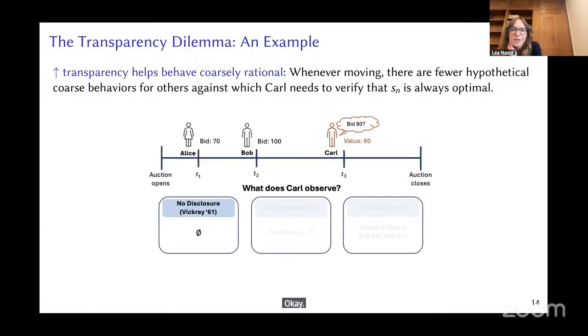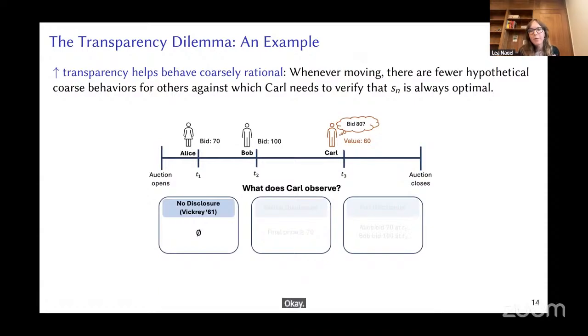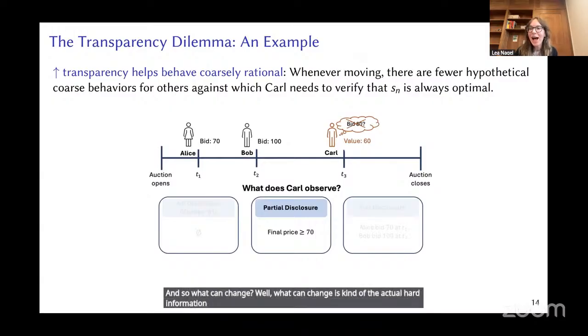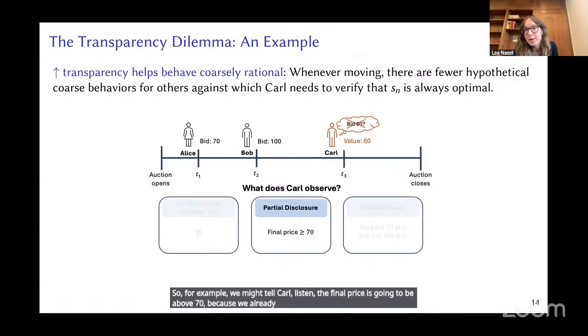Okay, and so I want to first reiterate a point that I already made briefly in the introduction, which is that increasing transparency in general is going to help agents behave coarsely rationally. Whenever an agent moves in this auction, if they just want to behave coarsely optimally, as we increase transparency, the set of behaviors that they are thinking about for the others is not going to change. That's fixed. And so what can change? What can change is the actual hard information that they have about what's happened so far. For example, we might tell Carl, listen, the final price is going to be above 70 because we already have 2 bids above 70.